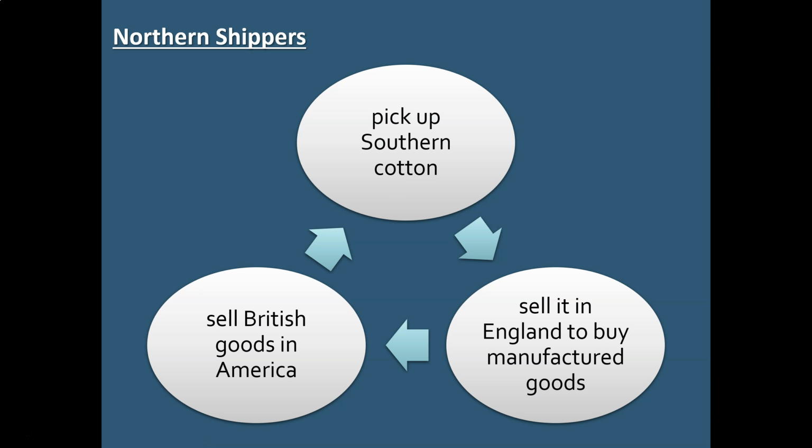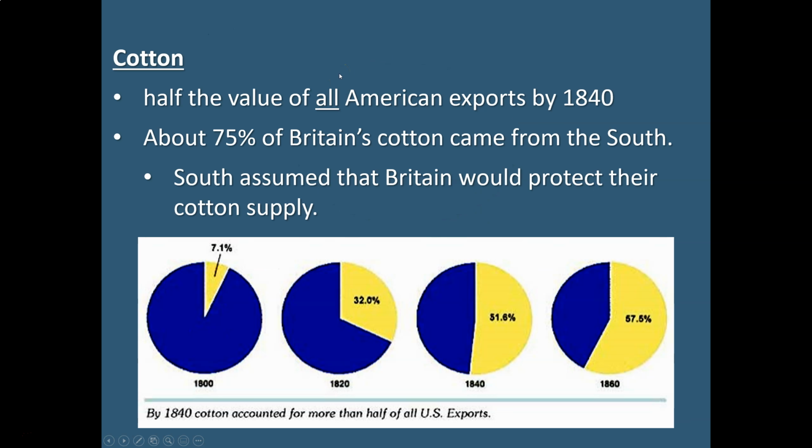Now, the North, of course, also benefited from the cotton production of the South. Northern shippers would pick up the cotton. They would then sell it in England or in northern textile mills to buy manufactured goods, which can be sold back in America, particularly in the South. And then, of course, the process repeats itself.